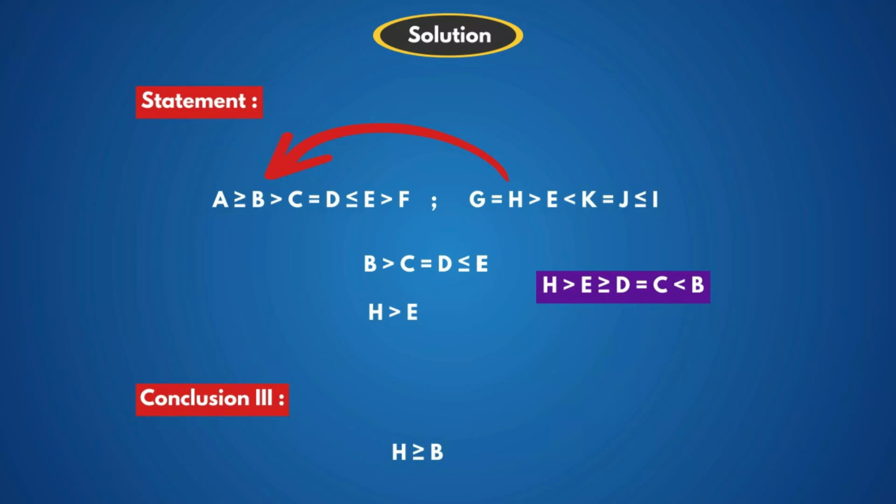Here we can observe that from H to B we have combinations like greater than or equal to, greater than, equal to, less than. Here in all these combinations we can observe less than and greater than combinations. If we get reverse combinations like this in the statement, then the related conclusion will be false. So we can't write this H greater than or equal to B. So conclusion 3 is false.